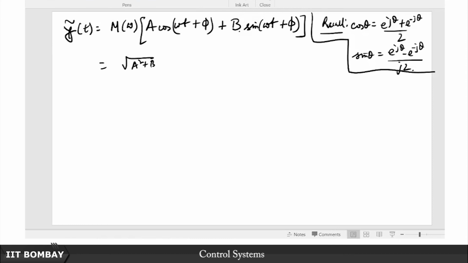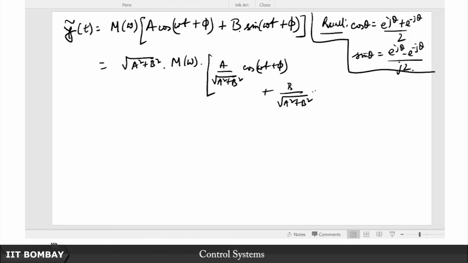So I can say that this is going to be nothing but, notice I am going to just pull out this square root of a squared plus b squared out common, and then take this m omega, and now I am going to just say this is a upon square root a squared plus b squared cos of omega t plus phi, plus b upon square root a squared plus b squared sin of omega t plus phi.